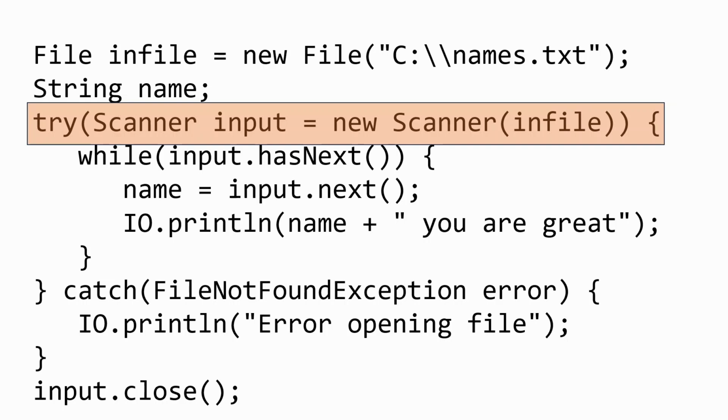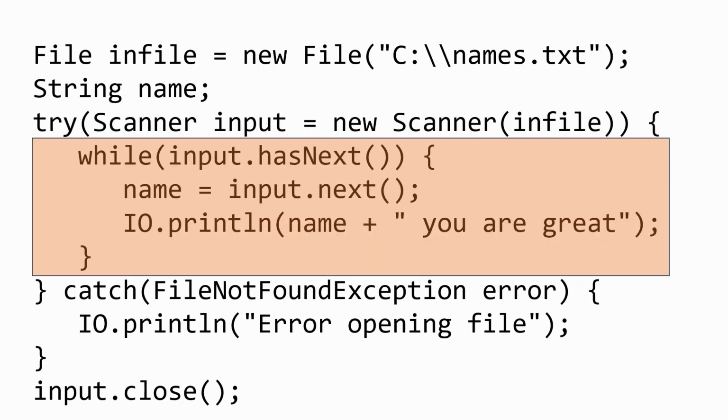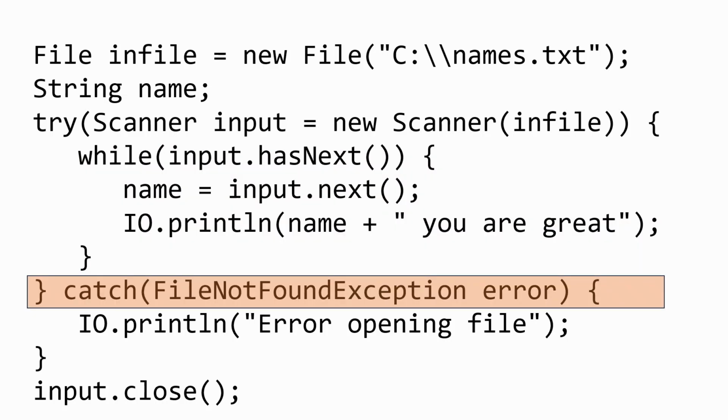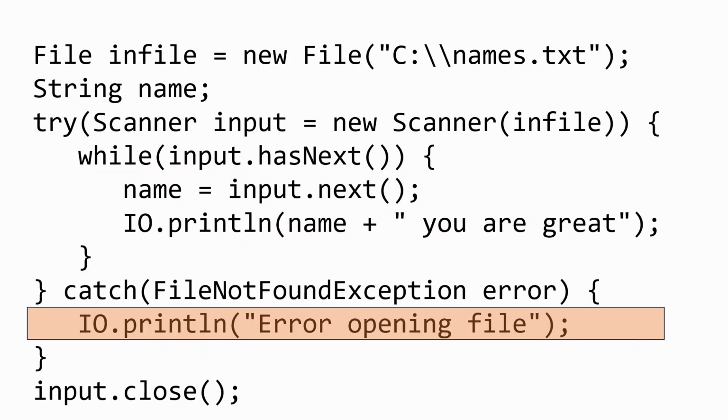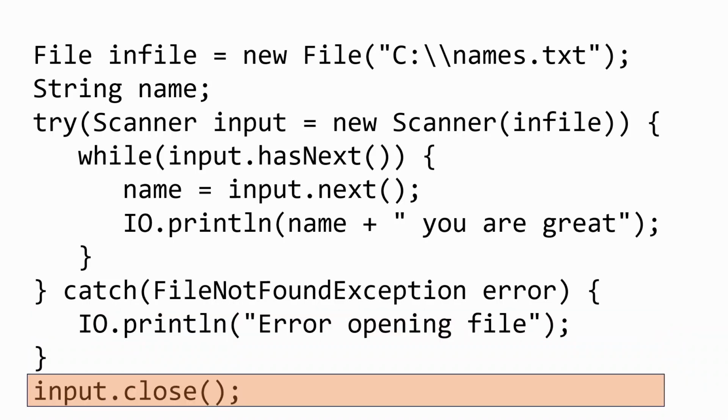Putting all of this together, if we have a text file that has names in it, we can write try and create our Scanner input. If that's successful, while input.hasNext, we're going to input the names by using the method next, and then output the name and "you are great." If the file is not found, then we're going to output "error opening file." And when we're all done, we're going to close the file.